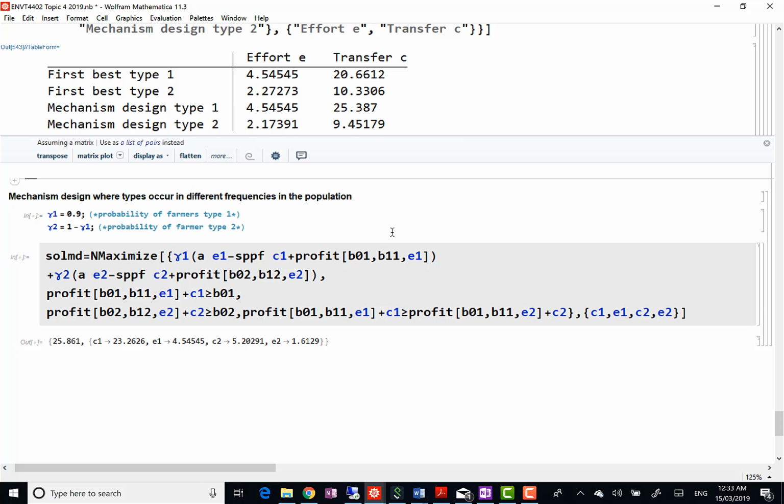This last problem here I'll leave you to have a look at, but if the farmers are in different proportions in the population, then you can easily adjust the solution by just weighting the objective function values by the proportions that the farmer types appear in the community.